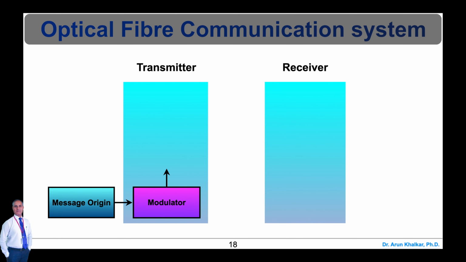Second one is modulator. The modulator has two main functions. It converts the electrical message into proper format. It impresses this signal onto the wave generated by the carrier source. Two distinct categories of modulation are used, that is analog modulation and digital modulation. Third one is carrier source. Carrier source generates the wave on which the information is transmitted. This wave is called the carrier.